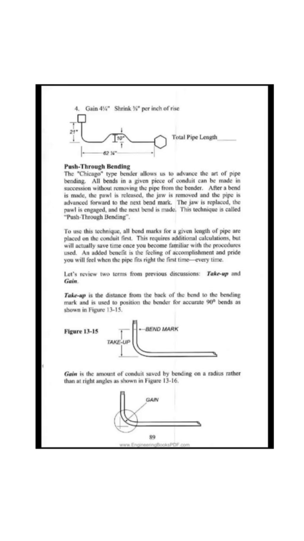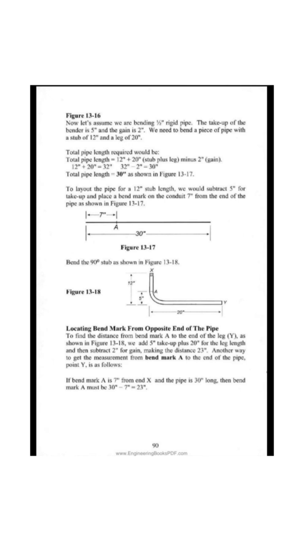Take-up is the distance from the back of the bend to the bending mark and is used to position the bender for accurate 90 degree bends as shown in Figure 13-15. Gain is the amount of conduit saved by bending on a radius rather than at right angles, as shown in Figure 13-16. Now let's assume we are bending 1/2 rigid pipe.